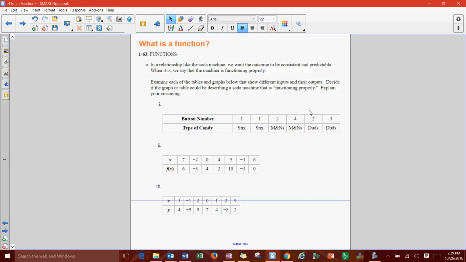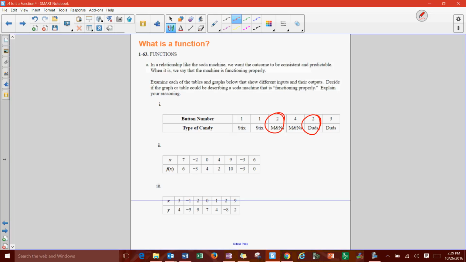But over here, look over here. Here's button number 2 giving me M&Ms, and here's button number 2 giving me duds. So that means sometimes when I hit 2, I'm going to get M&Ms, and sometimes I'm going to get duds. Does that make me happy? Probably not. So is this functioning properly? Probably not.